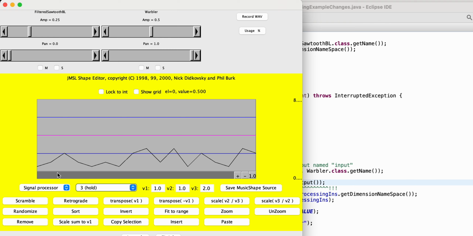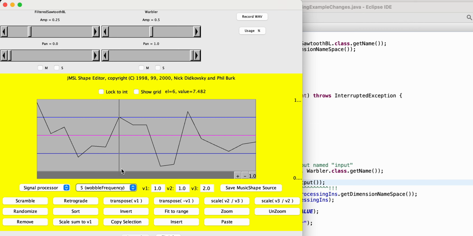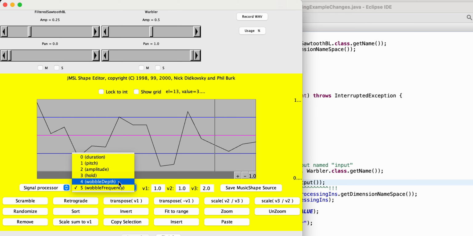All right, let's start this. There's a launch button that's hiding here. You can hear the frequency of the wobble. And the wobble depth.